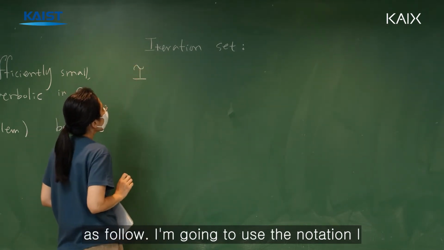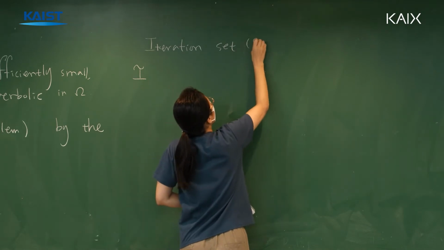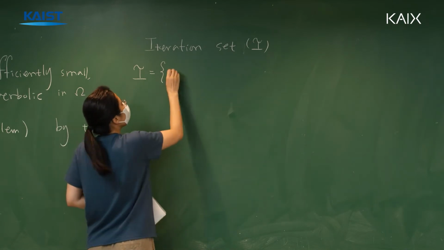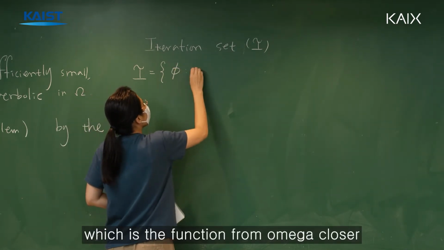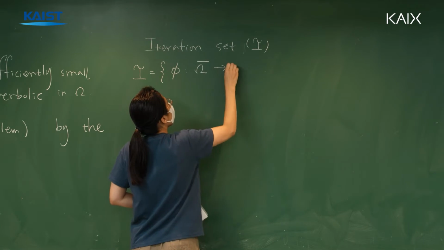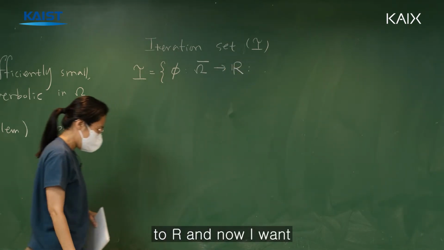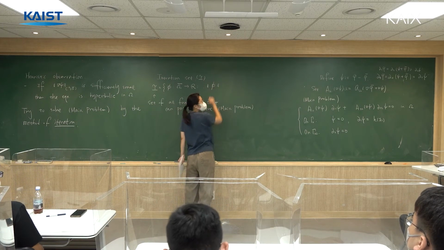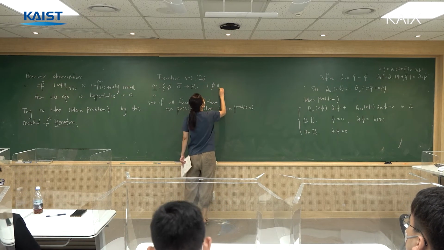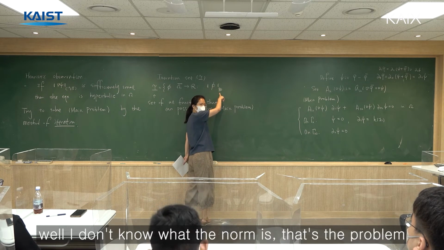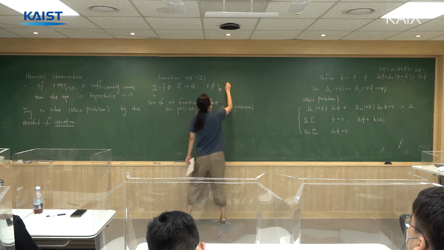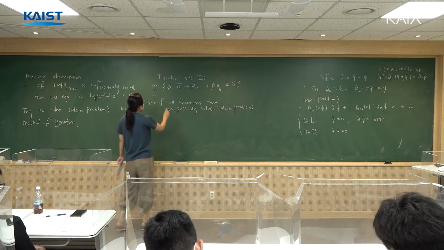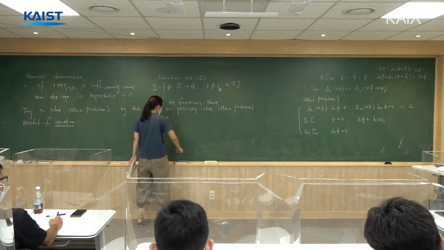So I'm going to use the notation I. And that's going to be a set of functions, okay, which are functions from omega closure to R. And now I want to make that set of all functions such that it has a norm, but I don't know what the norm is. That's the problem. Whatever the norm is, this is small here, okay? So here, sigma is a small constant.